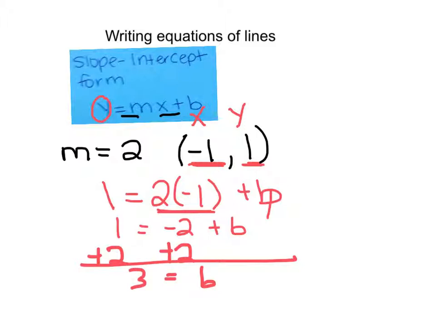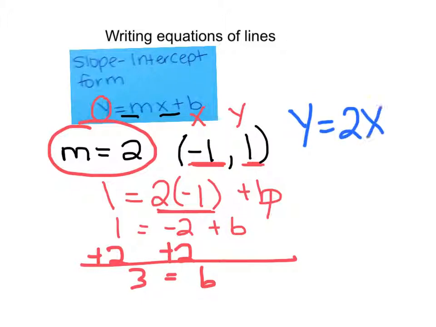Now to write the equation, you already know that m has to be 2. So when you write this equation, you're going to say y equals 2x, and then you just plug in what you got for b, plus 3. And this would be the equation of that line.